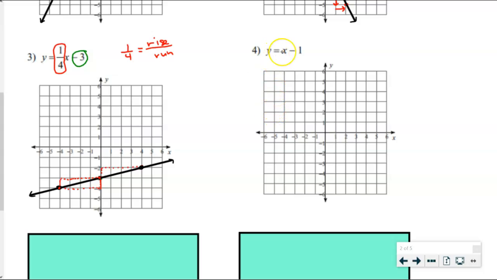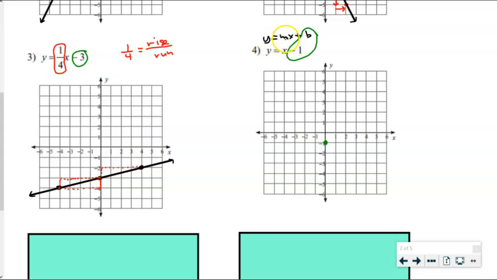Where am I starting? Is this still in that slope-intercept form, y equals mx plus b? Is it still in that form? Yeah. So what's the b value? What's that y-intercept? Call it out. Not one. Yeah, it's negative one. Yep. So I'm going to start on the y-axis at negative one.